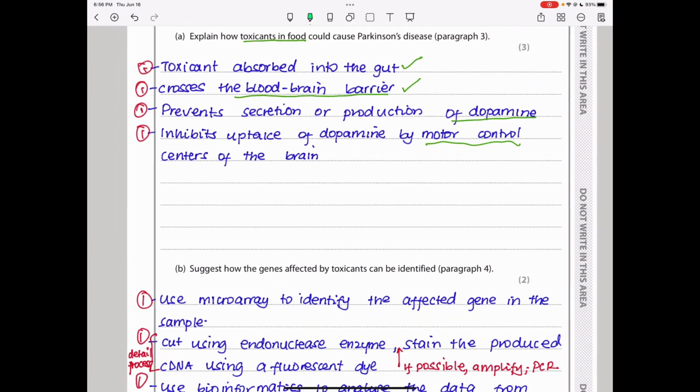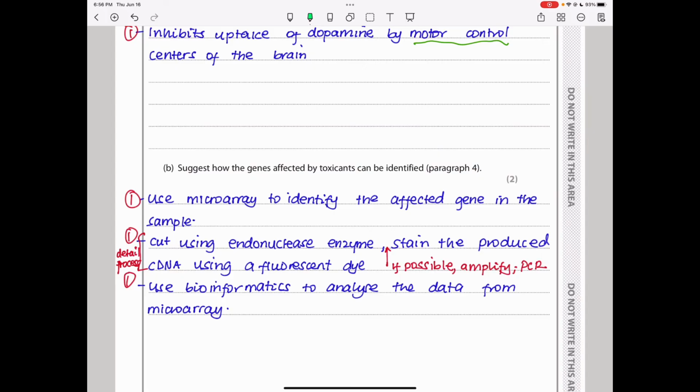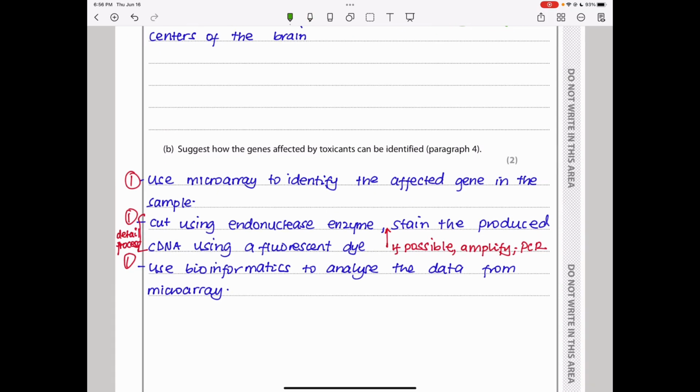So because this is about analyzing the toxicants, we could use microarray to identify the affected gene in the sample. And when we get that gene, we can cut it out using the endonuclease enzyme, and then we can stain and produce cDNA. I think you guys studied about this, using a fluorescent dye. After analyzing using the cDNA we've got and the fluorescent dye, we could also use bioinformatics to analyze the data produced from microarray and make possible conclusions or correlate the data to be able to understand how these come about, basically.